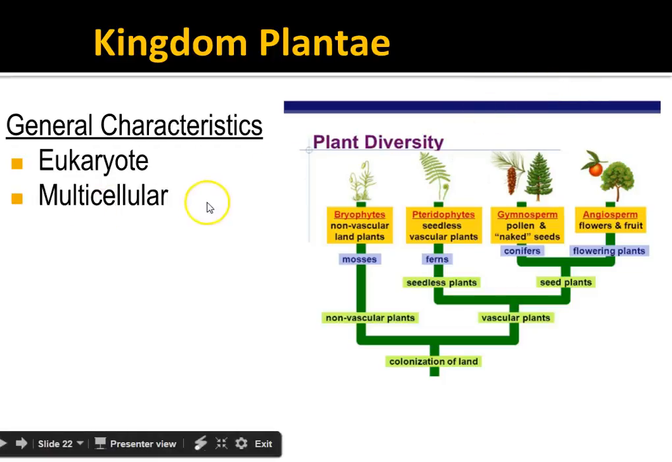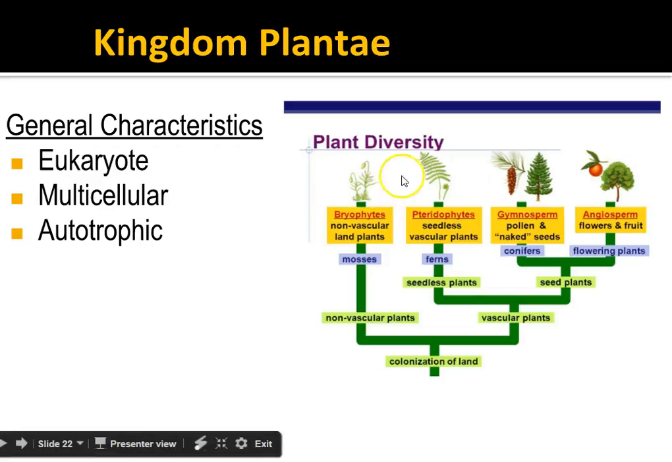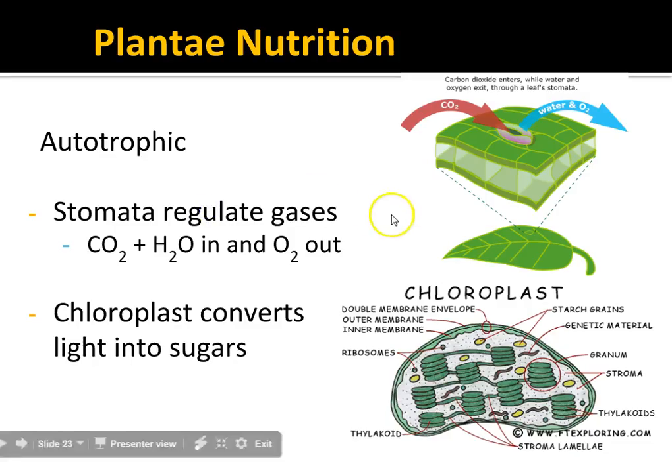All plants are multicellular. It doesn't matter if we're dealing with simple bryophytes, which are non-vascular plants, or pterophytes, gymnosperms, or angiosperms. All plants are multicellular and they're all autotrophic, which means they can make their own food. You know it. So all of them have chloroplasts. They all can make food by converting sunlight into chemical energy.